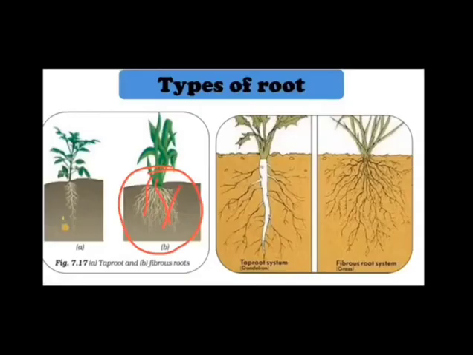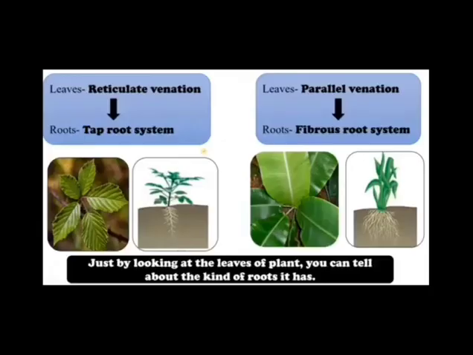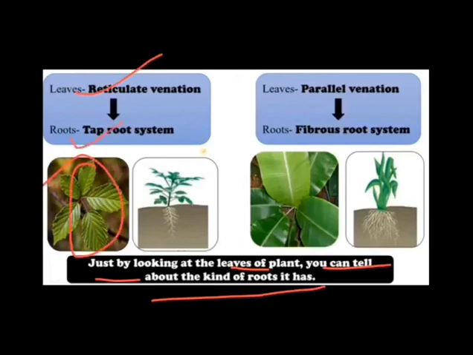Now, just by looking at the leaves of the plant, you can tell the kind of roots it has. Yes, if the leaves have reticulate venation, this type of venation, it means the plant has the taproot system. And if the leaves have parallel venation, it means the plant has the fibrous root system.